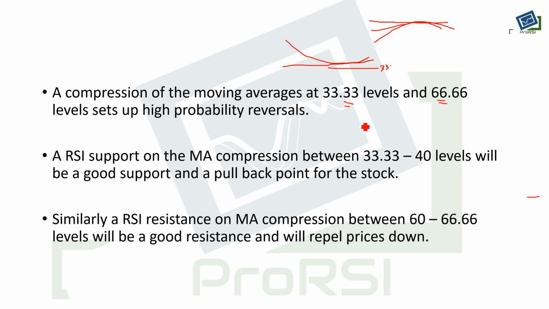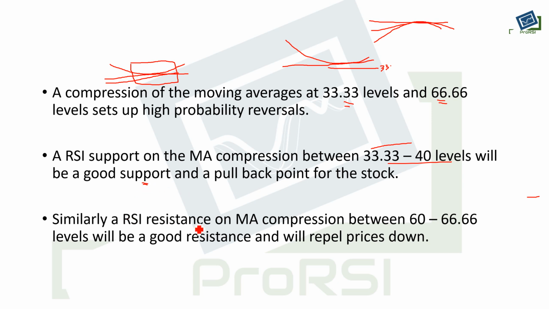So when this happens, RSI support on MA compression between 33 and 40 levels will be a good support and a pullback point for that stock. That means the RSI is coming to the 33 levels, and both moving averages are coming through 33 levels. So between 33 and 40 levels, when we see this type of compression between RSI and moving averages, that means all the three lines are getting compressed, then this is the signal of a good support.